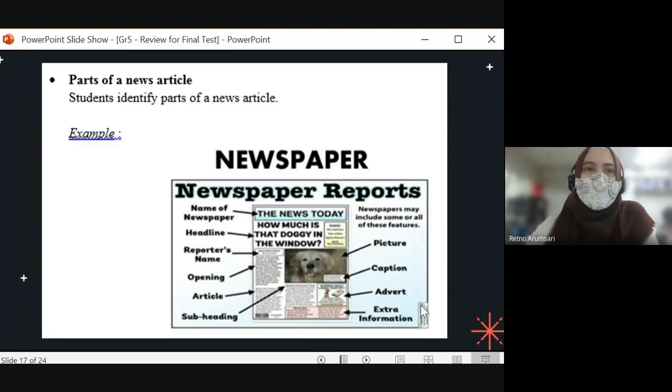Next part is the parts of a news article. There are parts of a newspaper. There's the name of the newspaper. There's the headline, reporter's name, opening, article, subheading, the picture, and also the caption of the picture. And there's some advertisement, and then some extra information. You read this yourself, yeah. Maybe Miss Hapsa will give you questions about this.